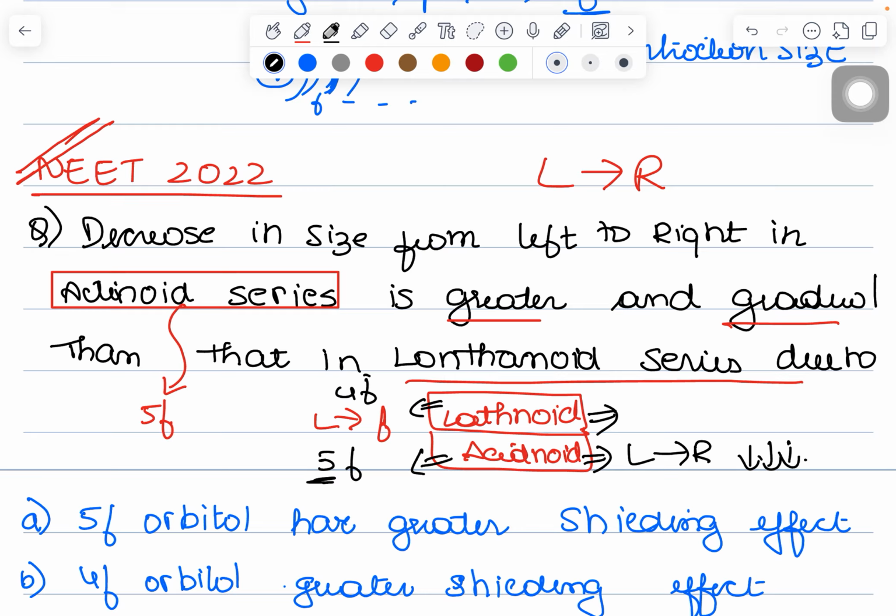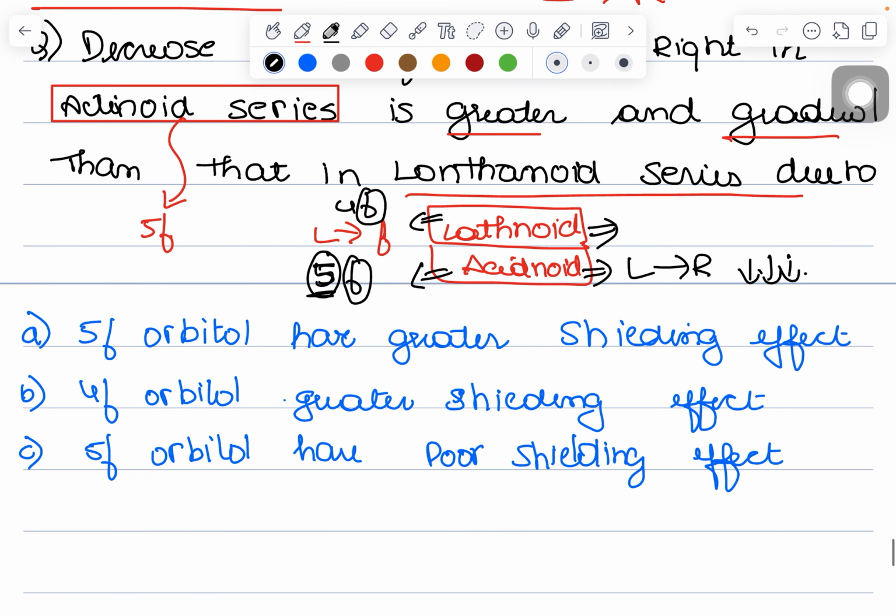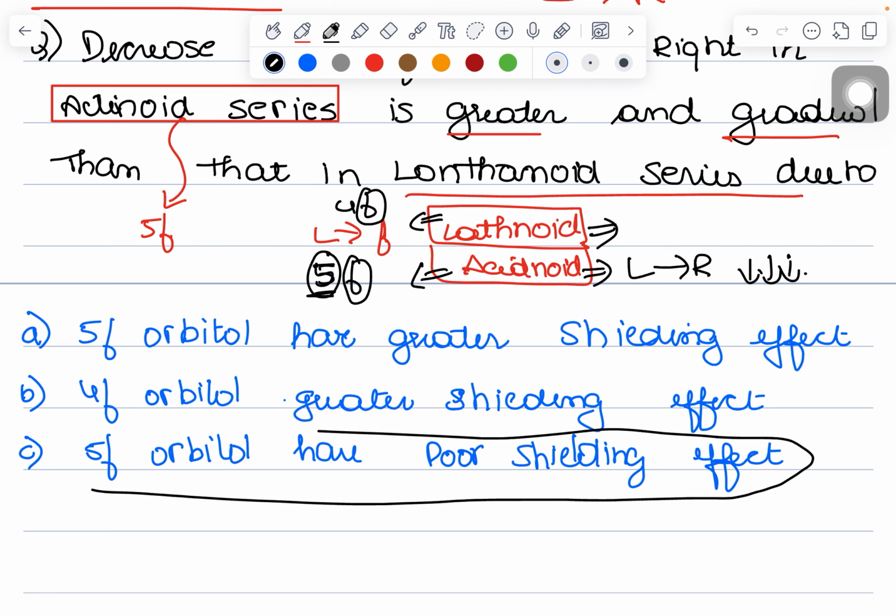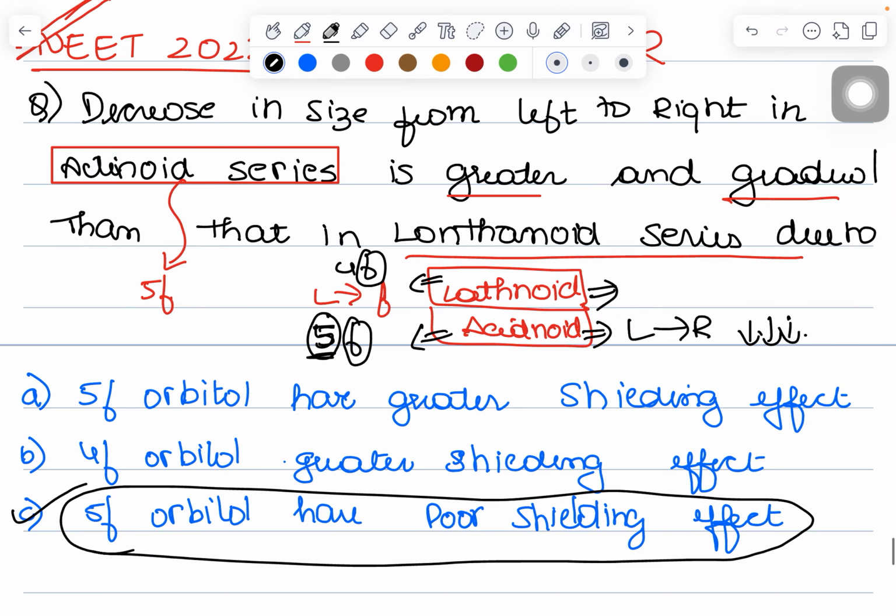We know the f orbital is a poor shielder, but we have 5f, the n shell is more, and due to the 5f being more, that is the reason actinoids have a greater and gradual decrease in atomic radius. So the correct option is that 5f orbitals have poor shielding. Hope this is clear. If you have any queries, comment down below. Thank you.